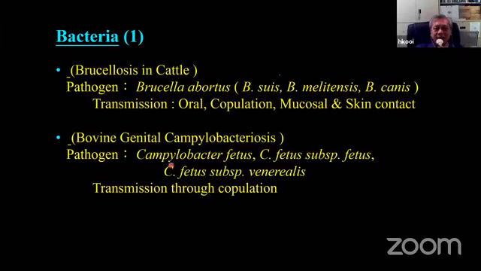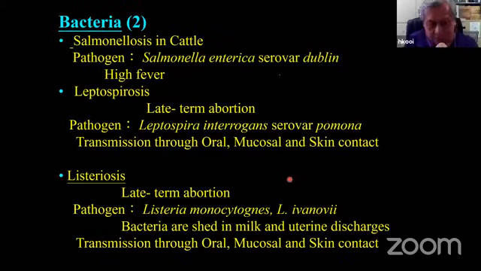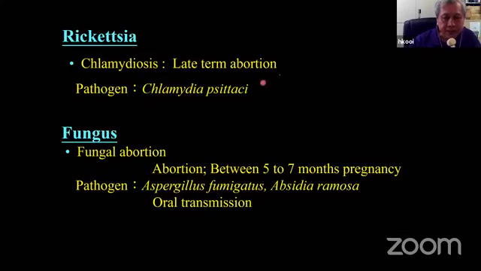Okay, so next we look at Campylobacter, and of course it's through copulation and bacteria. I'm going to move on very quickly. Salmonella, you have high fever, and then of course with leptospirosis too, and listeriosis, and the bacteria are shed in milk and uterine discharges. So you have to be very careful with Listeria.